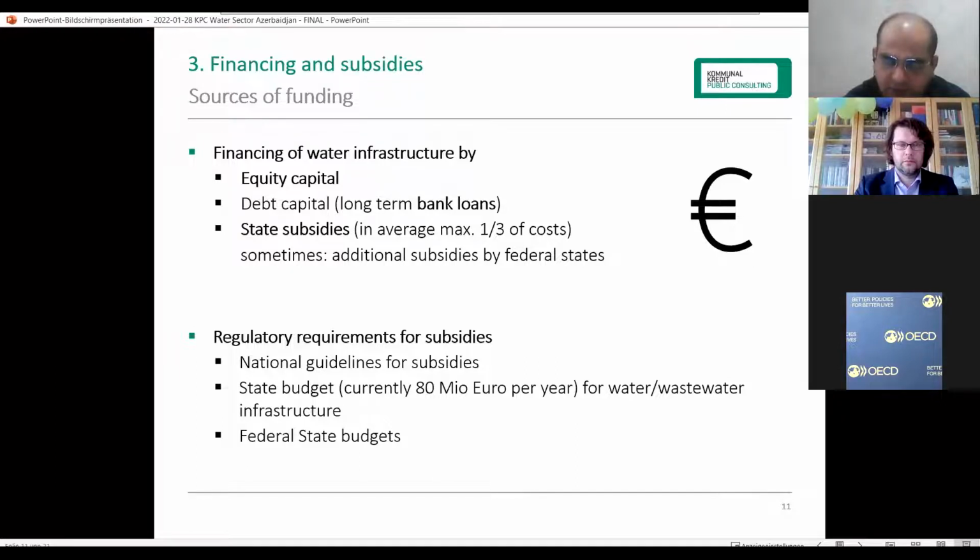What I did not put on the slides is our tariffs. For the water supply system they are between 1 and 2 euro per cubic meter, and for wastewater treatment approximately 2 up to 4 or 5 euro per cubic meter.